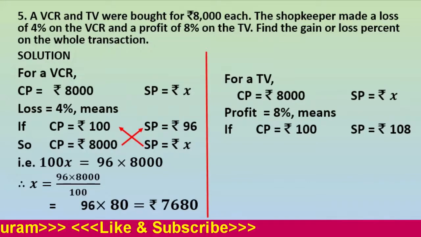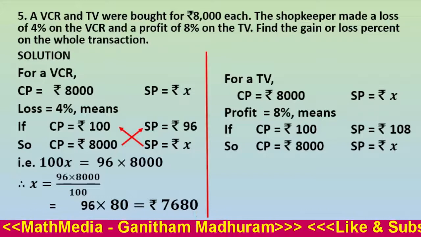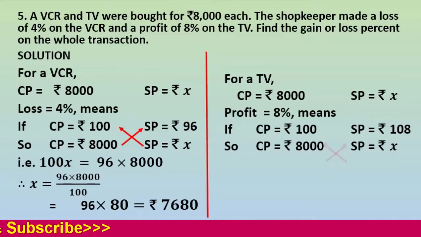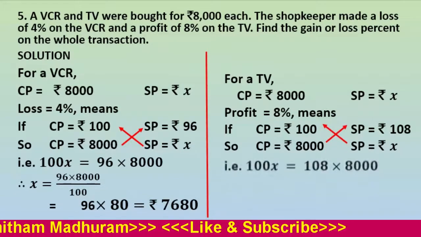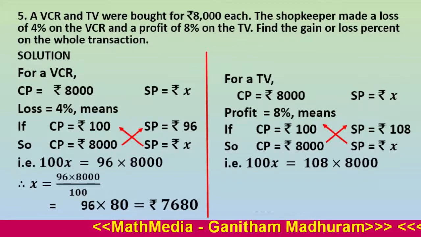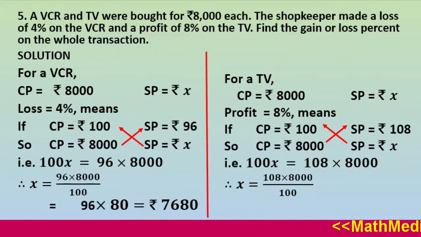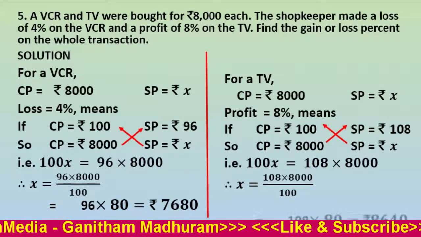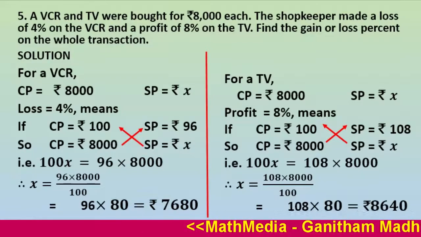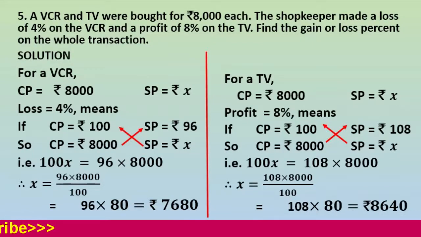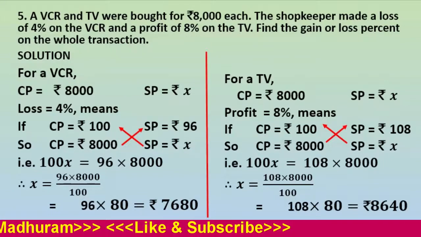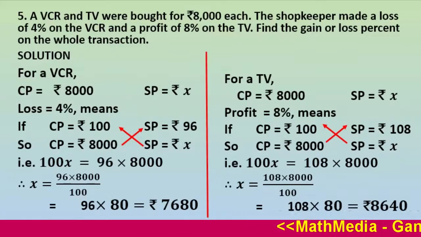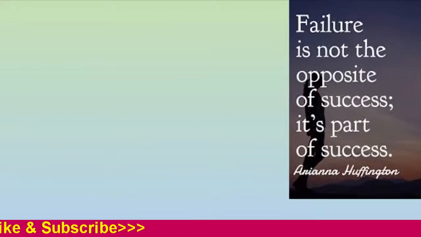Now we can come to our question. CP equal to rupees 8,000, then SP equal to rupees X. What is the next step? Yes, we have to cross multiply. So 100x equal to 108 into 8,000, or x equal to 108 into 8,000 whole divided by 100. Cancelling two zeros from the numerator and denominator, we get 108 into 80 equal to rupees 8,640.